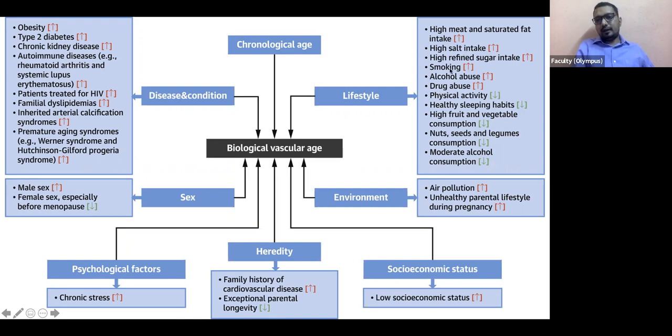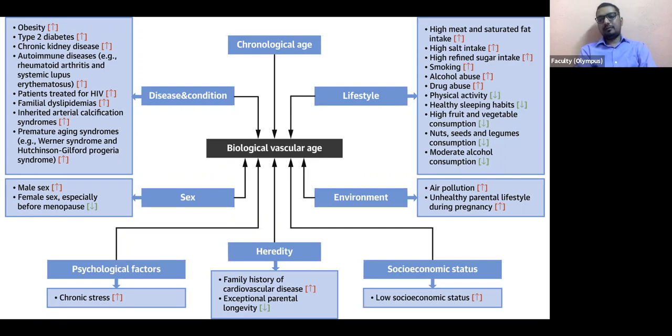Smoking, habit of smoking, habit of alcohol consumption, smoking, alcohol, drugs. So lifestyle, including the food habits, first point. Second point, smoking, alcohol, drugs. Smoking, alcohol, and drugs can reduce your ability, so they can increase your biological age.